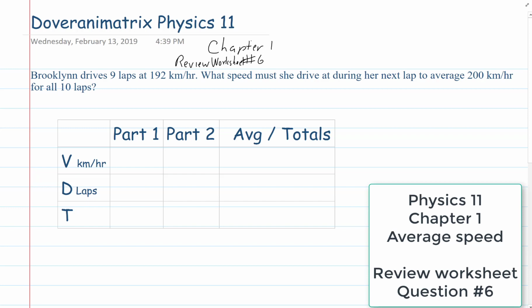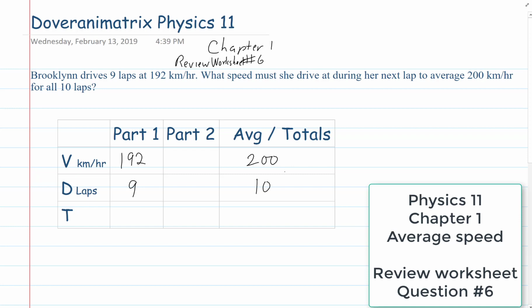Brooklyn drives 9 laps at 192 kilometers an hour. What speed must she drive at during her last lap to average 200 kilometers an hour for all 10 laps? So let's take a look at the data we're given. The speed is 192 kilometers an hour for 9 laps, and we want an average of 200 kilometers an hour for 10 laps.